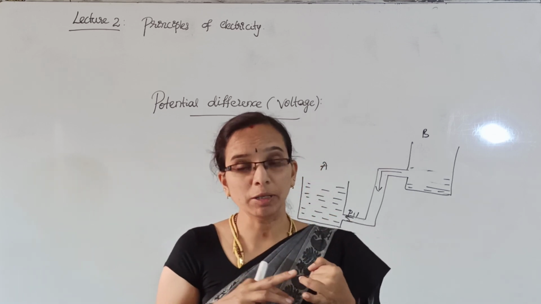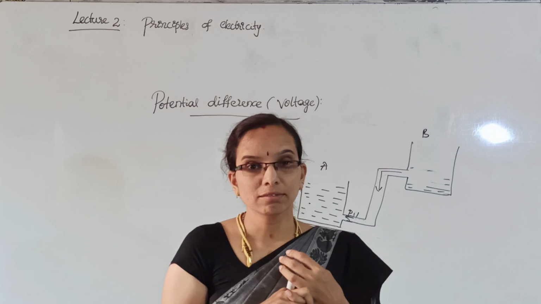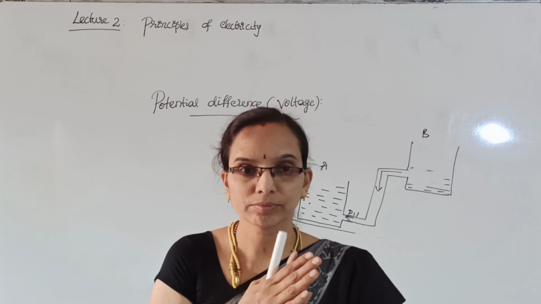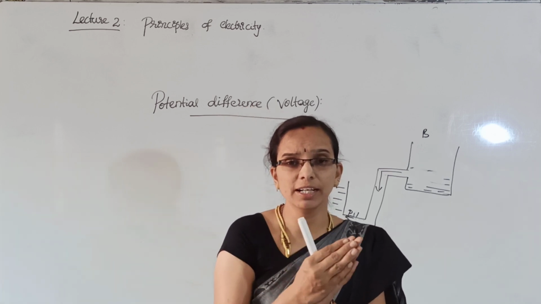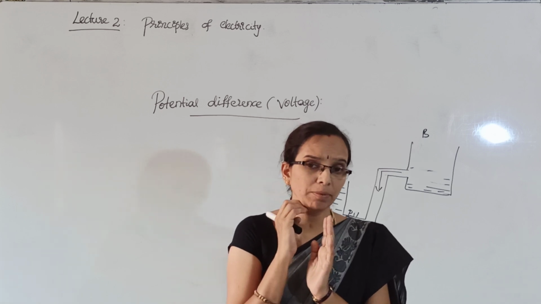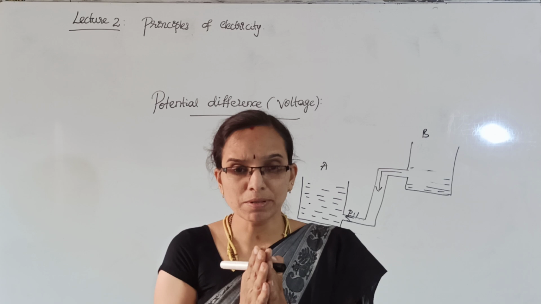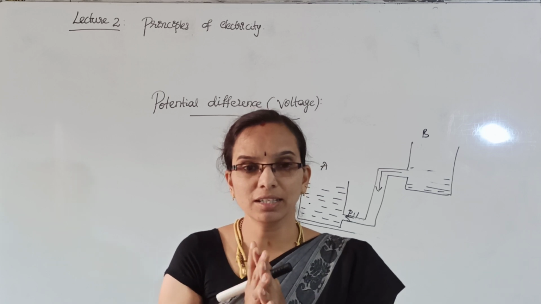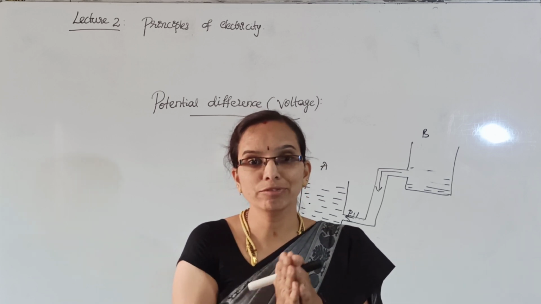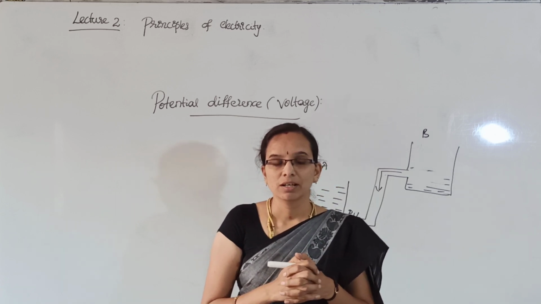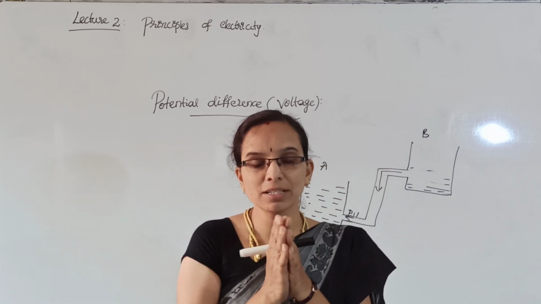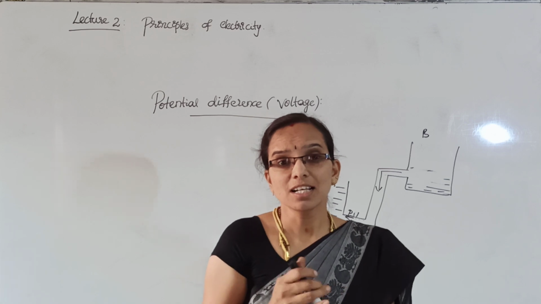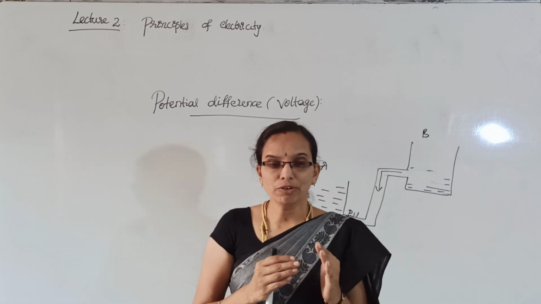You can take one more example. You can place a heated vessel near a normal vessel, or a heated metal near a normal metal. What happens? The heat will be transferred from one vessel to the other. It depends on the temperature of the vessels. Heat keeps transferring until equal temperature is attained. In the same way, I have given the example of water flow.